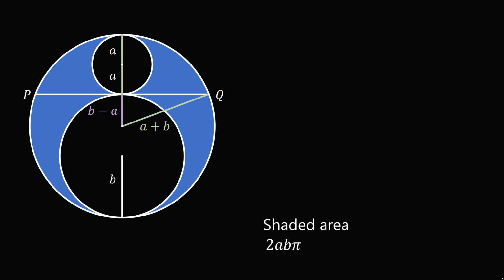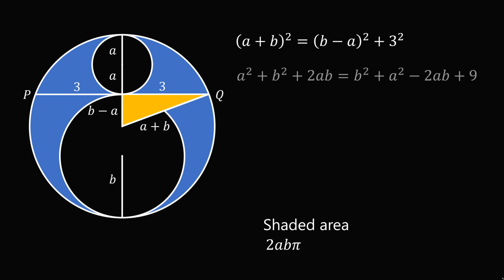Now, let's consider this right triangle, where one leg is b minus a, the hypotenuse is a plus b. What's the other leg equal to? It's exactly half of PQ. So this triangle will have one leg that's equal to 3, which is 1/2 of 6. So now in this right triangle, we have the square of a plus b is equal to the square of b minus a plus the square of 3. We can expand the binomials, then cancel out the a squared and b squared terms, so we get that 4ab is equal to 3 squared.